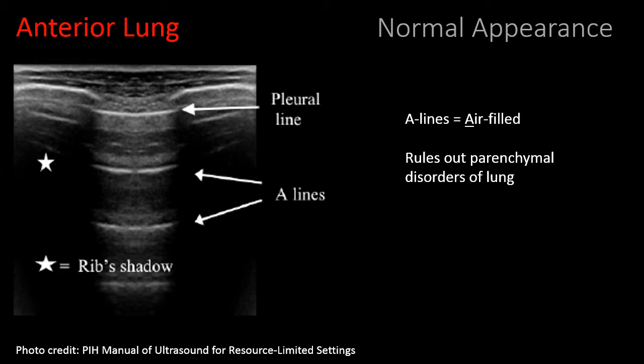But when it does show up, it effectively rules out parenchymal disorder of the lung in that spot, because when you have too little air in either the alveoli, which could be caused by fluid or some other buildup in the alveoli, or some buildup in the interstitial space, then you won't get A lines. You need enough air in the lung to get A lines.